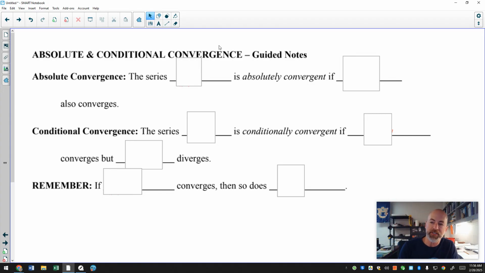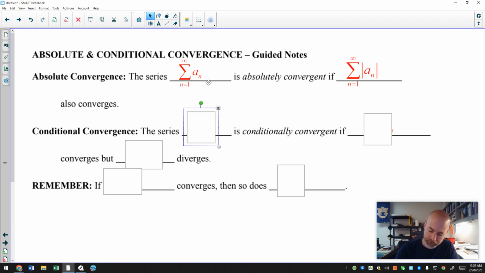All right. So let's talk about absolute and conditional convergence. Saying something converges absolutely is not a statement of confidence. It doesn't mean that you're really sure of the answer. It has a very specific meaning. Absolute convergence means that your series converges and its absolute value converges. So if the original series and its absolute value converge, we call that absolutely convergent.